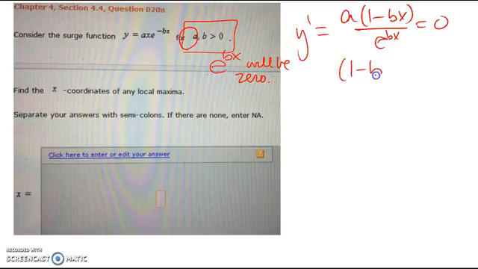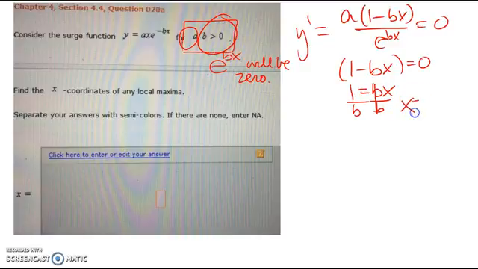So the only thing that could be set equal to 0 is this part of the derivative. So it turns out, I'll move that over, I divide by b. Now it's okay for me to divide by b because b can never be 0. So the x component will be 1 over b. All right, so there's the x coordinate of the local critical point, right?